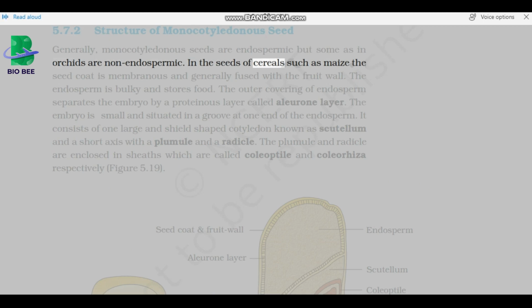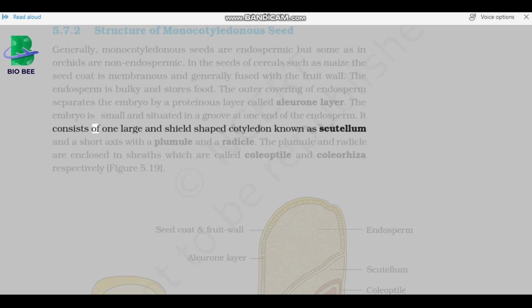In the seeds of cereals, such as maize, the seed coat is membranous and generally fused with the fruit wall. The endosperm is bulky and stores food. The outer covering of endosperm separates the embryo by a proteinous layer called aleurone layer. The embryo is small and situated in a groove at one end of the endosperm.